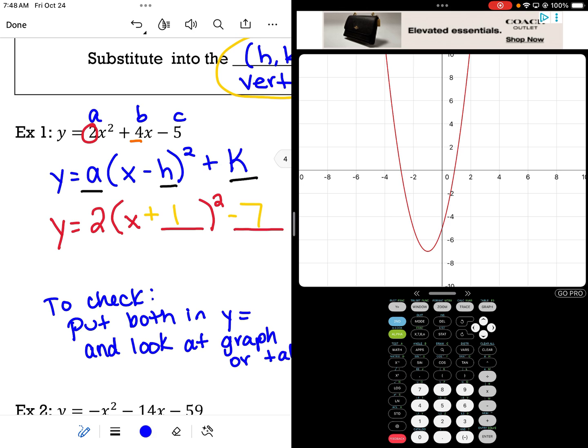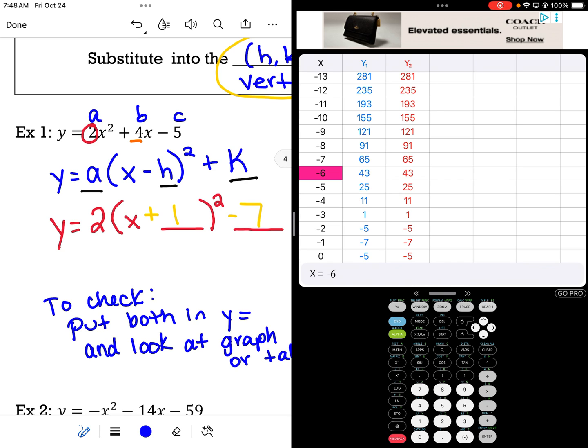Do you see one graph or two? Or one parabola or two? I just see one. They should be overlapping, yeah. And a way to double check that is hit second graph and look at the table. Y1 and Y2 are the exact same, so that means that you did it right. So we looked at the graph and only saw one parabola. We looked at the table and saw Y1 and Y2 are the same. That's how you can check your answer.